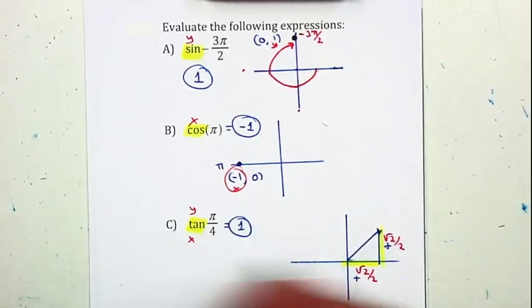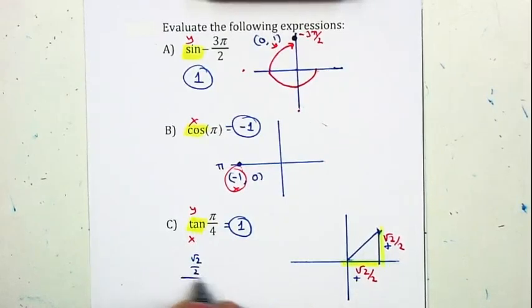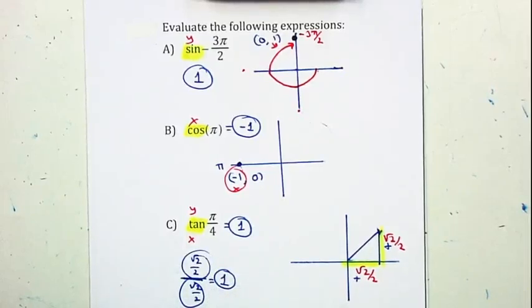Or you can just divide. Square root of 2 over 2, divided by square root of 2 over 2. Change your division to multiplication. But we know that since they both are exactly the same, it will give you 1.